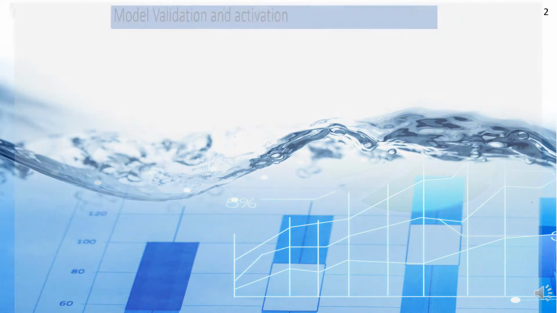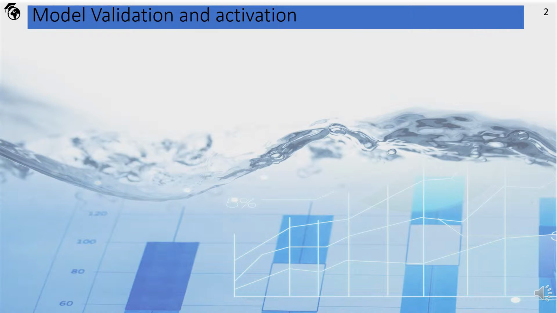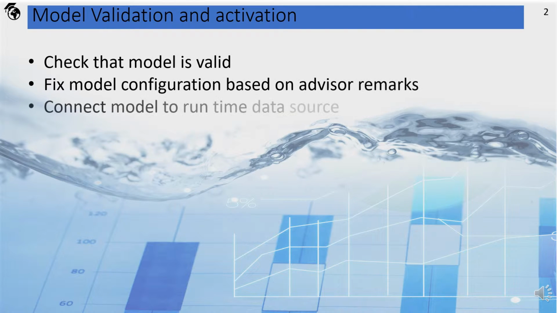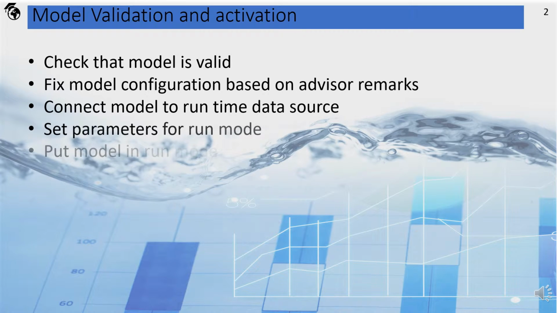In this video we will learn how to activate an EDS model. Activation includes the following activities: checking that the model is valid, fixing the model's configuration based on advisor remarks, connecting the model to the runtime data source, setting parameters for run mode, and putting the model in run mode.